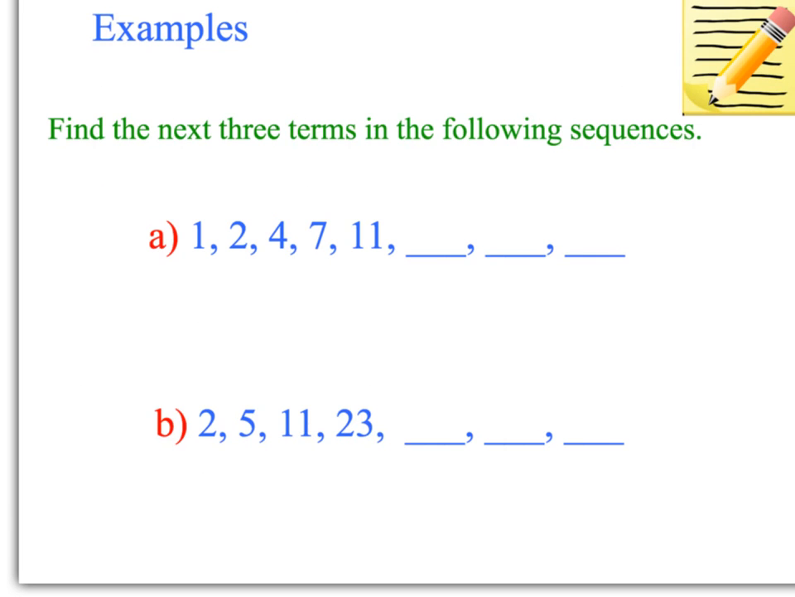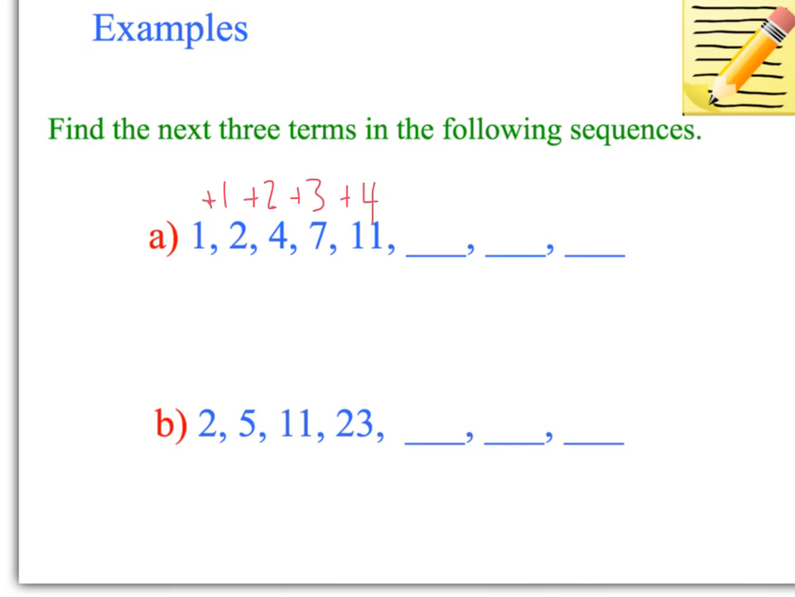Okay, let's have a look at some examples. So for this one, you need to find the next 3 terms in the following sequences. So like I said, I write the number between it. So 1 to 2, we're obviously adding 1. 2 to 4, we're adding 2. 4 to 7, adding 3. 7 to 11, adding 4. And you can soon see, just by doing that, what the rule is. So the rule is that we're just adding 1 extra number each time.